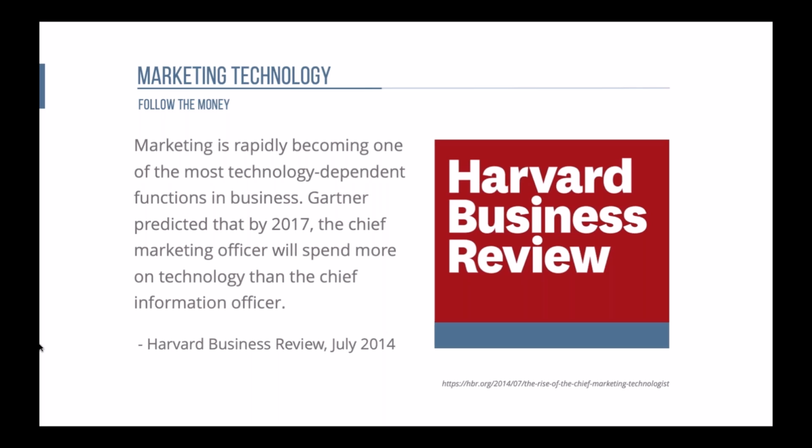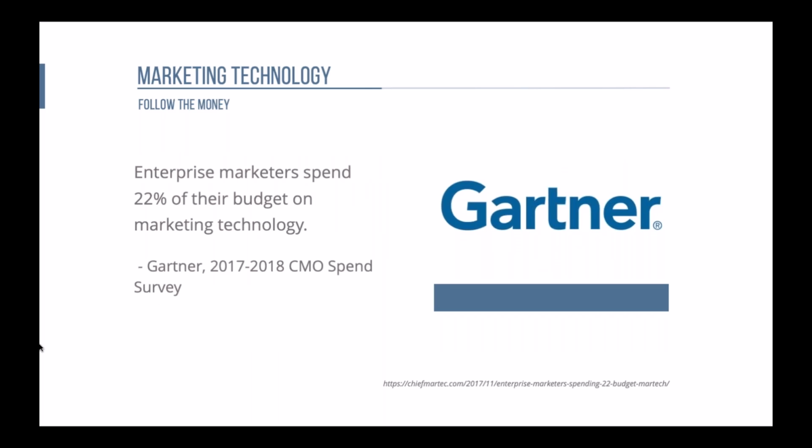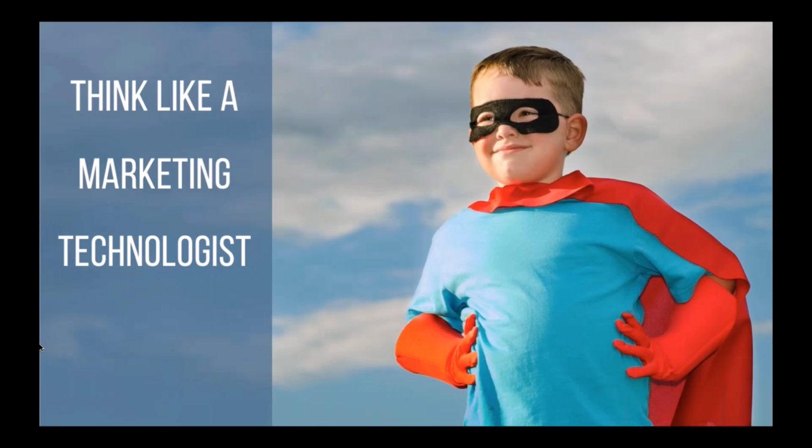I just came back from MMC. It was a key driver. And in 2014, Harvard Business Review said that CMOs are going to be spending more on technology than the CIO. And for those of you that are marketers, you probably know that already just looking at what's going on. The technology spend is just growing. Gartner's report found that 22% of marketers are spending the money just on the technology. So what needs to happen for that?